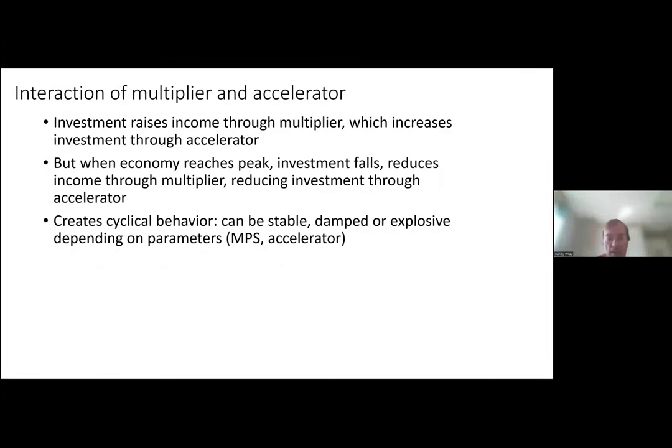So there's an interaction of the multiplier and accelerator. Investment raises income through the multiplier. That increases investment through the accelerator. But as the economy reaches a peak and investment falls, that reduces income through the multiplier, reducing investment through the accelerator. So you can see that there's a feedback effect, and it's going to make the system very unstable. And the cyclical behavior can be a nice stable cycle. It can be damped, which means you reduce the deviation, or explosive, where you go to infinity or zero, depending on the parameters, which are the propensity to save and the accelerator coefficient. Okay. I'm going to come back to this because Minsky starts here in the 1950s.